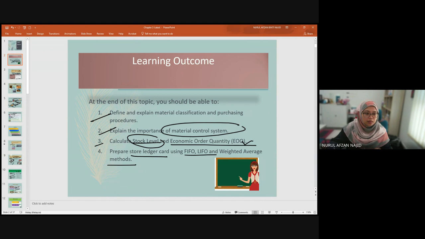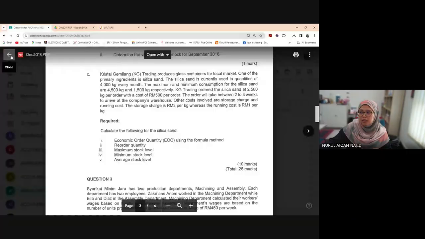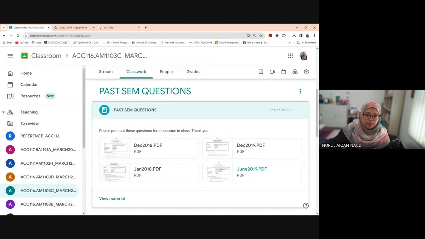So once kita berjumpa after raya break, kita akan go through with the store ledger card using FIFO, LIFO and weighted average method. Okay. So apa yang you perlu buat sekarang adalah do an exercise on the other past semester question, as share in the Google Classroom. There are 3 another set of past semester question. Okay, so nanti bila kita dah buat revision, baru madam keluarkan one set terus untuk sample test.